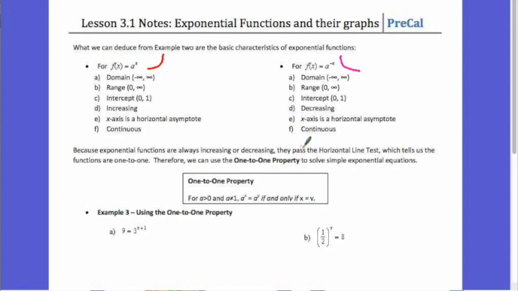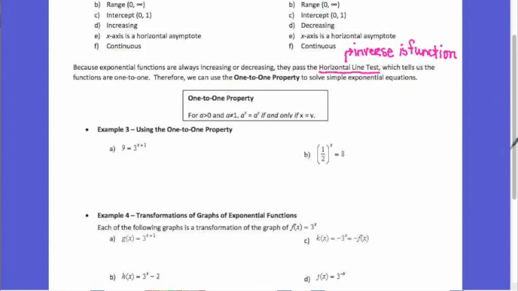Passing the horizontal line test, remember, tells me that the inverse of whatever is being graphed there is a function. The inverse is a function. That's what it is telling me when it passes the horizontal line test.